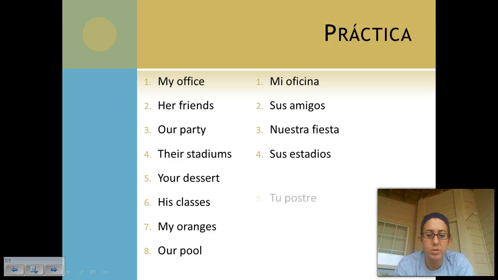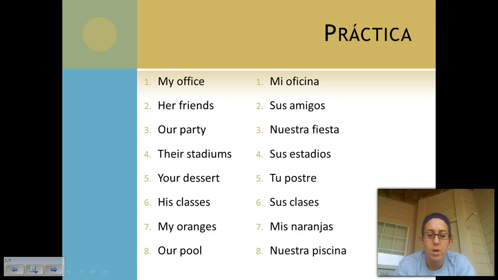Your dessert would be tu postre. His classes, sus clases. My oranges, mis naranjas. Again, notice it's plural, so we have to make that agreement. And then our pool, nuestra piscina.